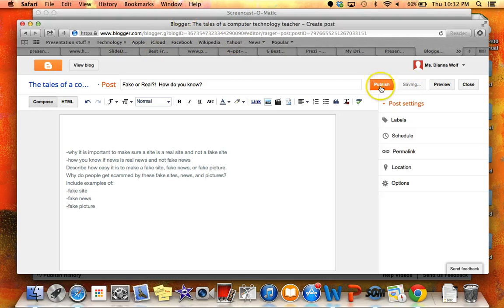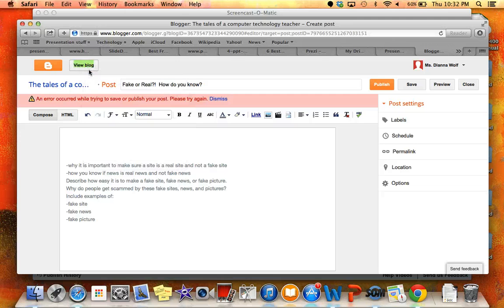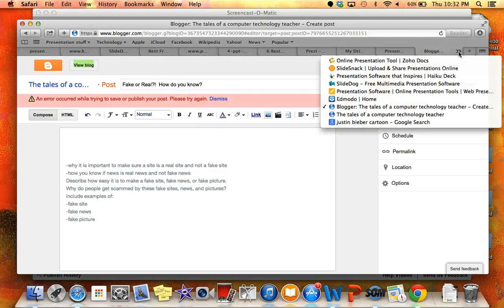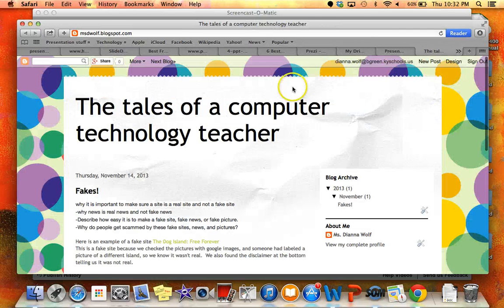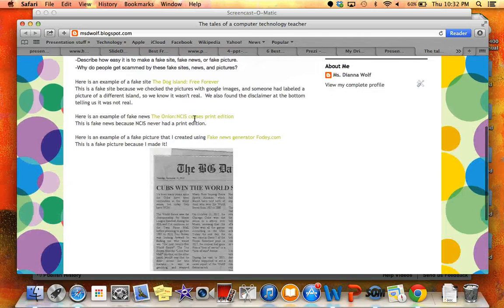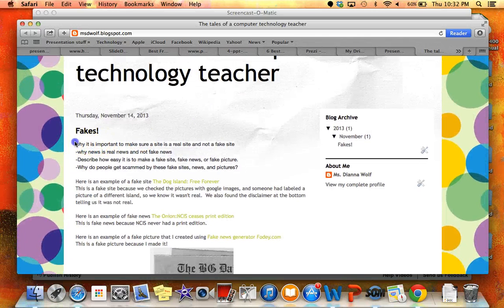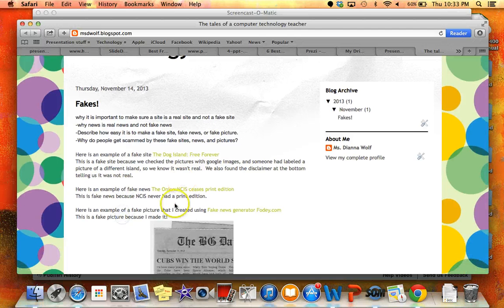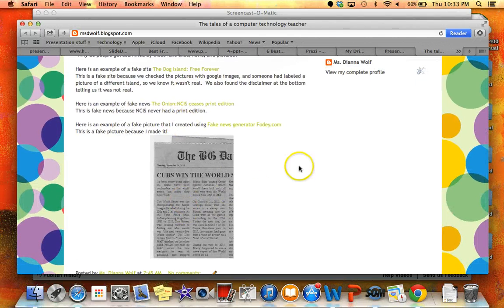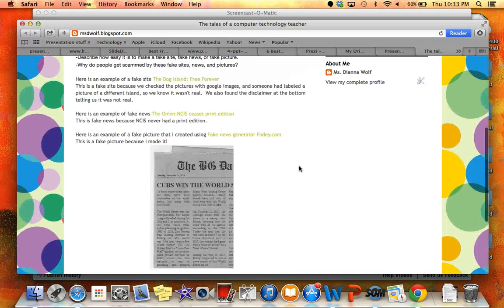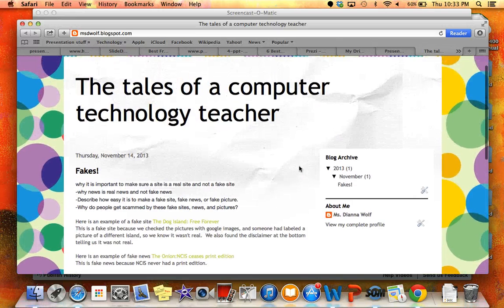Now, when you have published it, though, you're going to want to click the View Blog Site. When you click View Blog, it will open up a new page. And this right here, like here's one that I wrote. It gives you an example. I did not finish it. I gave you examples of a fake site, fake news, and then a fake news generator, which I'll show you all about as well. And I didn't even give you a real fake picture.